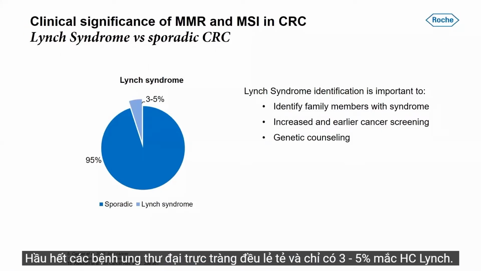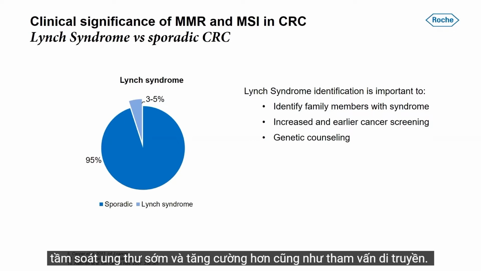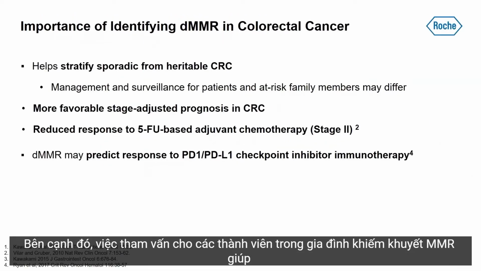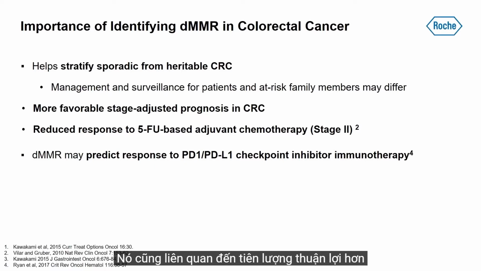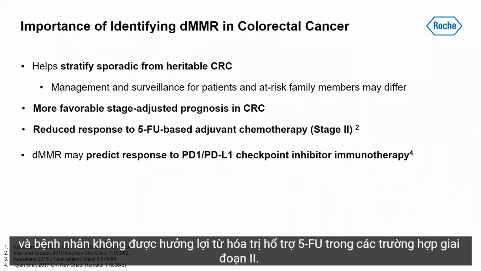Most colorectal cancers are sporadic and only 3 to 5% have Lynch. And for patients with Lynch syndrome, family members are advised earlier and increased cancer screening and genetic counseling. Aside from counseling family members, deficient MMR helps stratify sporadic versus heritable colorectal cancer because management and surveillance may differ. It is associated also with more favorable prognosis and does not benefit from 5-fluorouracil-based adjuvant chemotherapy in stage 2 cases.